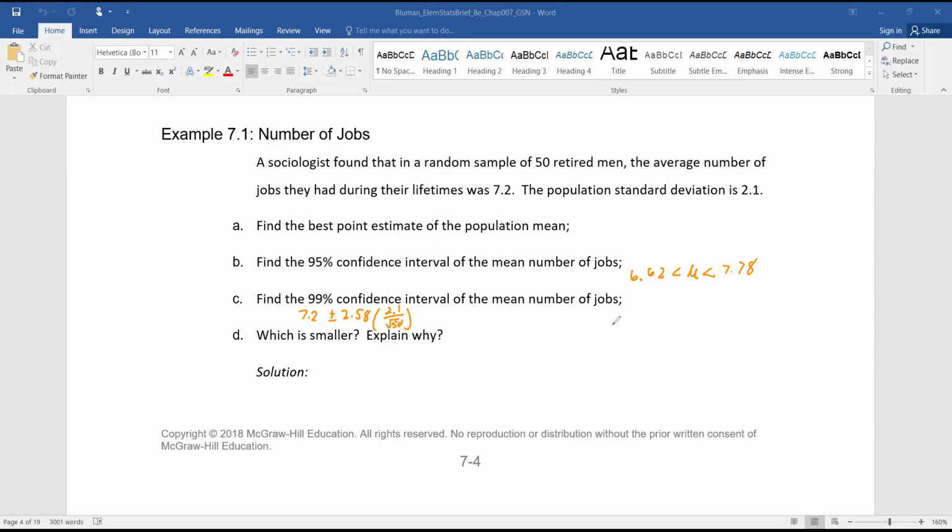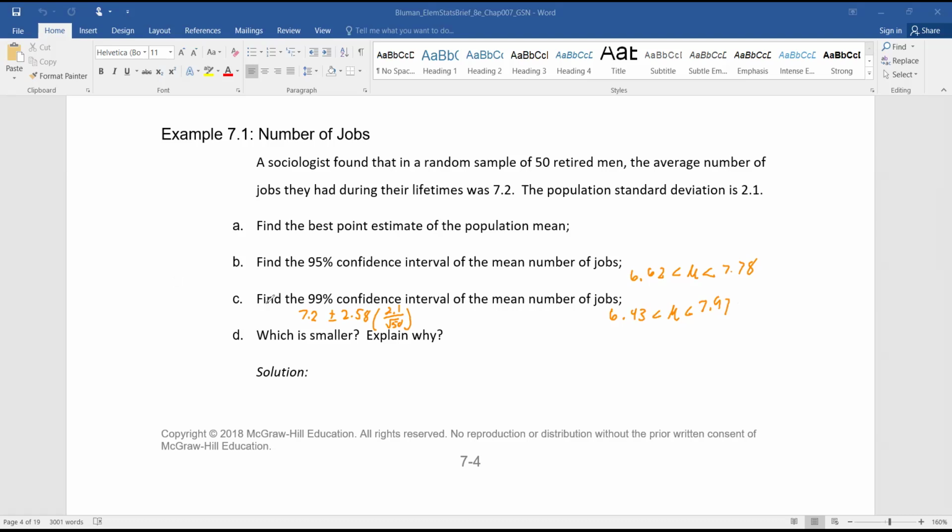So with a 99% confidence interval, I think the population mean for retired men would be between 6.43 jobs and 7.97 jobs. So again, notice the larger that confidence got, the wider my interval got as well.